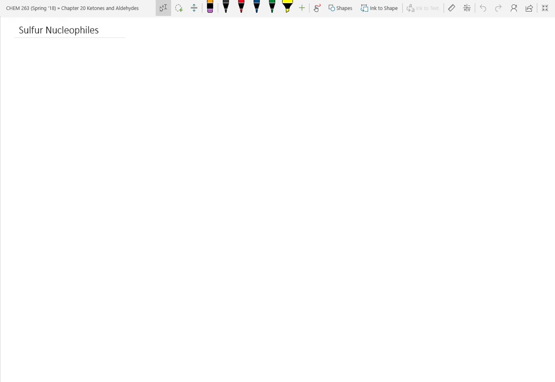All right, so far with chapter 20, we've covered oxygen and nitrogen nucleophiles as they add into ketones and aldehydes. Now we're going to switch gears into more exotic ones, and we'll start off with sulfur nucleophiles. So I'll show you some simple reactions. In this example, we're going to start off with a ketone and 2 equivalents of a thiol.